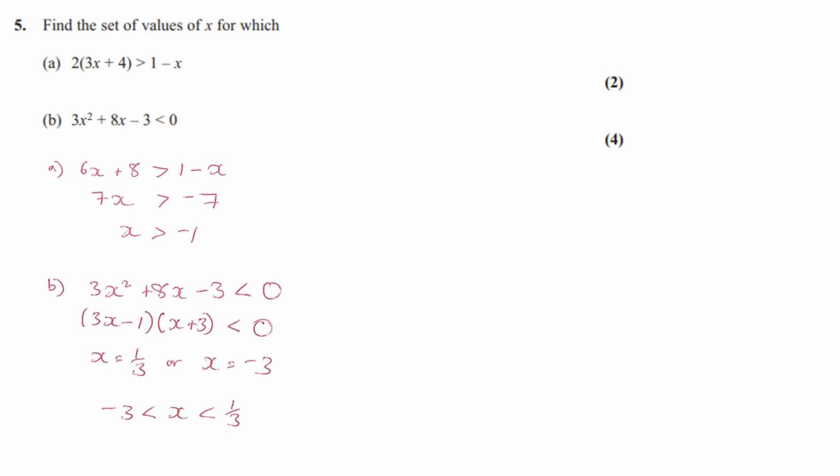So if I put in, say, 0 into the x, I got 3 times 0, which is 0. Take away 1, so it's -1. And 0 add 3 is 3. -1 times 3 is -3, which is less than 0. So it's an "and". So everything between those two critical values.